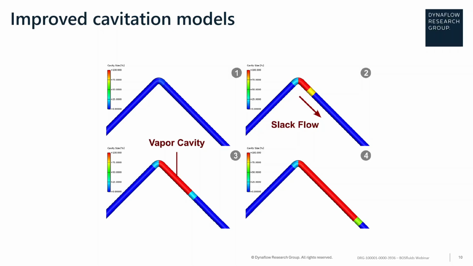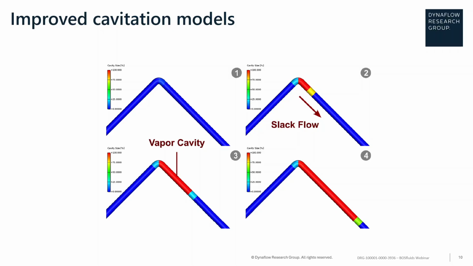So this is a picture which shows you the front side view of a piping. So this is a high point over here. Whenever you have a high point and the vapor supply, the supply pressure will drop, you'll create a vapor cavity at the highly elevated points. And what BOSfluids already had was a model to let those vapor cavities grow even when they would span multiple cells, so they could grow.